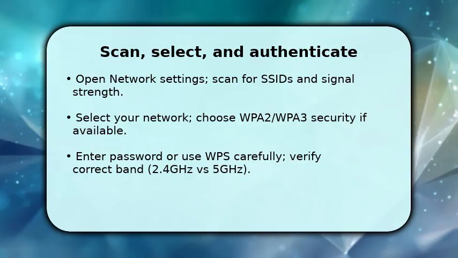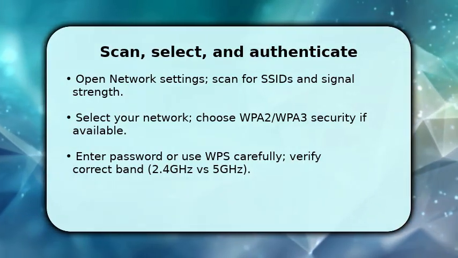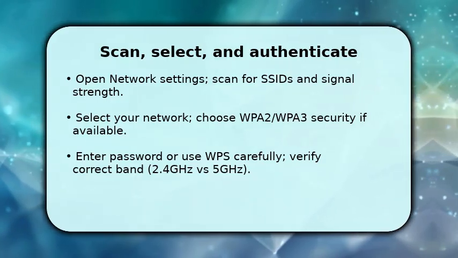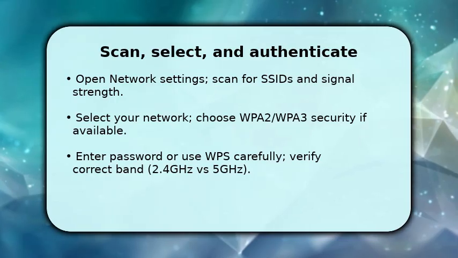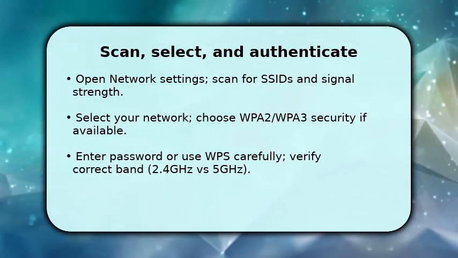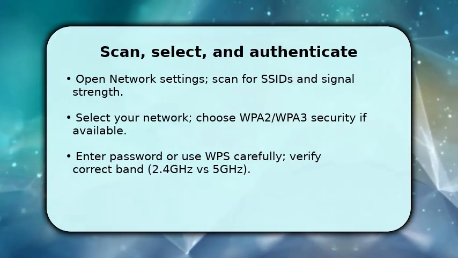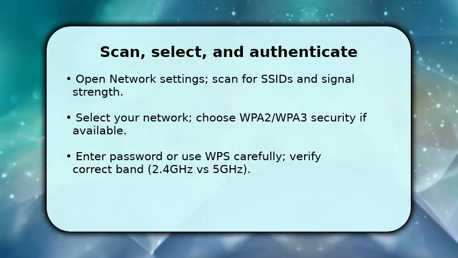Now scan and choose the right network. Open Network Settings and let the adapter list nearby SSIDs, watching signal strength and channel crowding. Select your home SSID and prefer WPA2 or WPA3 for security. Older WEP networks are insecure. Enter the Wi-Fi password exactly, or use WPS only if the router supports it and you trust the environment.